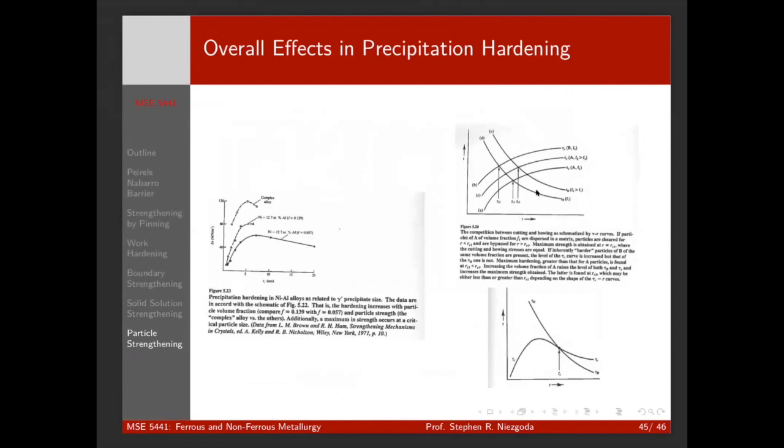Looping, and then the peak is generally where looping and cutting strengths intersect, right? Because if I make my particles any larger, it becomes easier to bow around them. If I make them smaller, it becomes slightly easier to cut them.